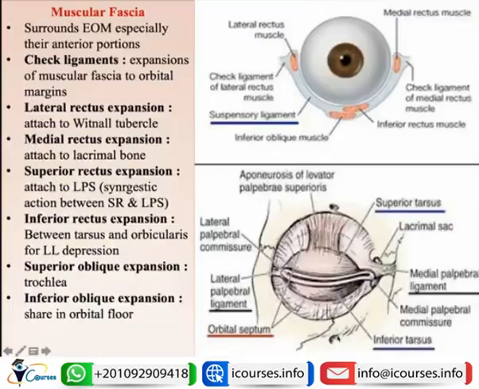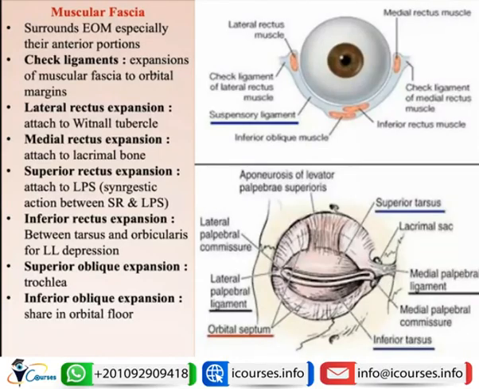And what are the functions of these muscle fascial ligaments? These check ligaments are to prevent the total free mobility of the recti, or to stop the motility of the extraocular muscle at a certain limit.